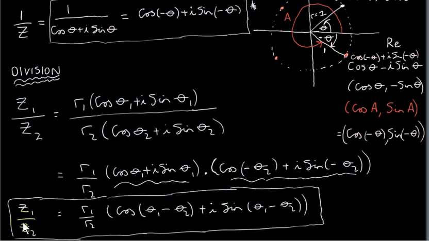So we've arrived at an important result for the division of two complex numbers which are in polar form. To divide z1 by z2, we divide the moduli. The modulus of z1 is r1, the modulus of z2 is r2. So we divide r1 by r2, and we subtract the arguments. So we take theta 1 and subtract theta 2. So this becomes the argument of our new complex number.